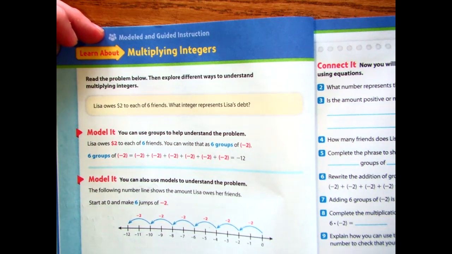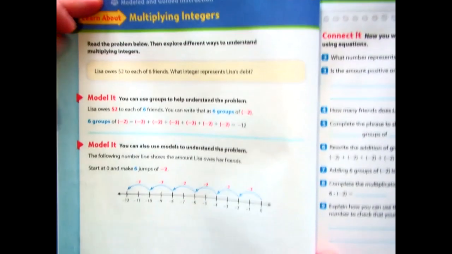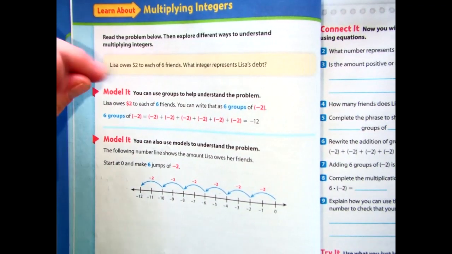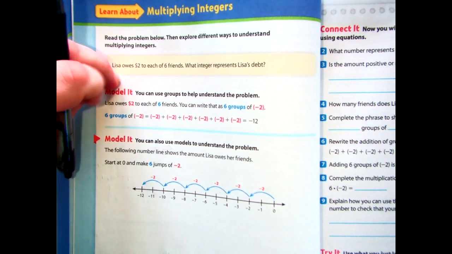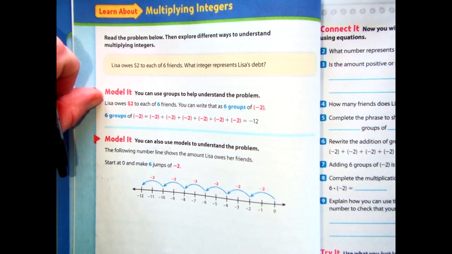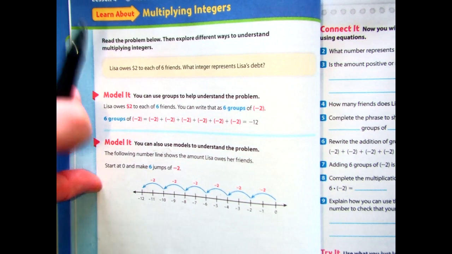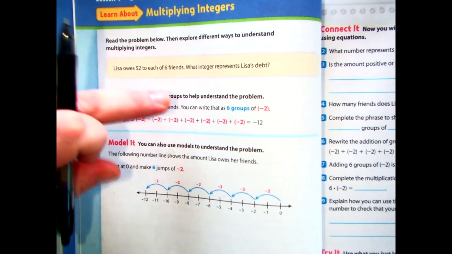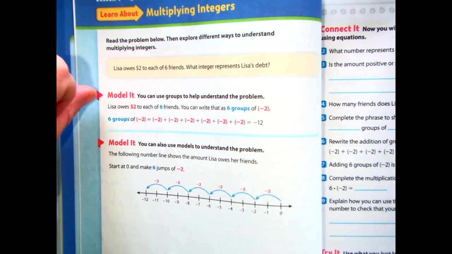Lisa owes $2 to each of 6 friends. What integer represents Lisa's debt? This book used 2 different models. They used one model that looks like this and one that looks like this. You can use groups to help you understand these types of problems.